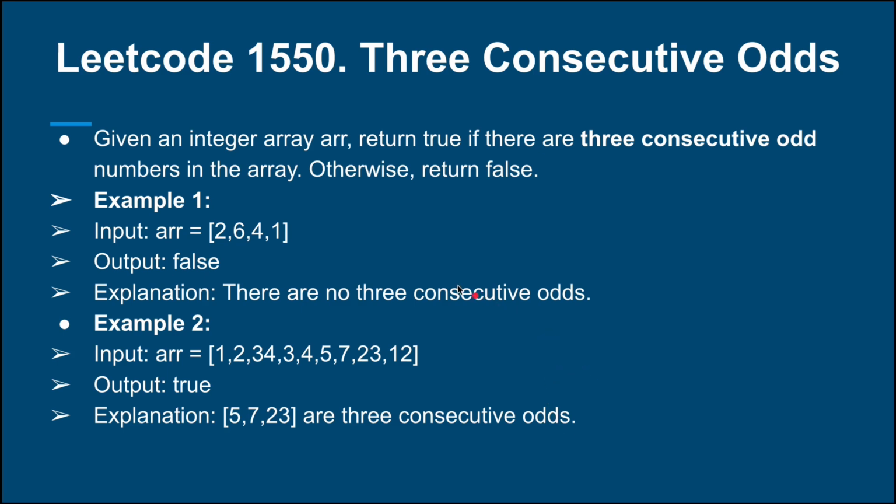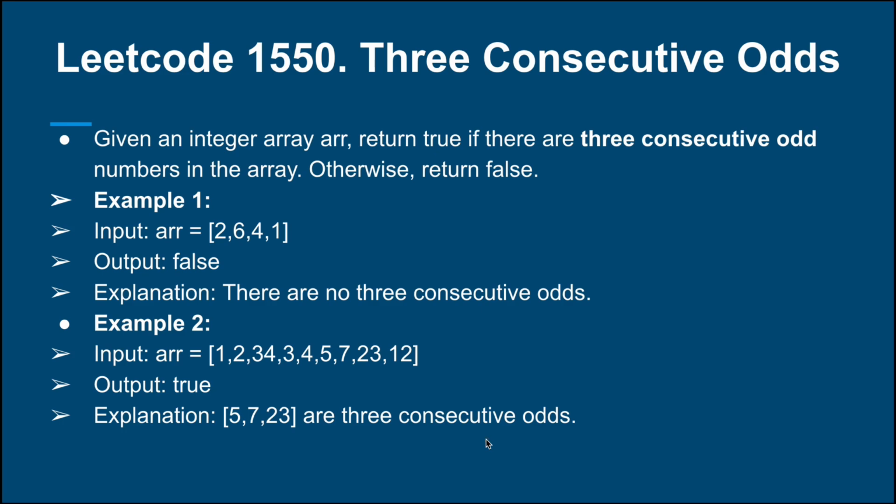Okay, so let's see the example first, where you can see the consecutive array elements are not odd, so it's returning false. If you see example 2, we will observe these elements, out of which 5, 7, 23 are three consecutive numbers that are odd, and so it is returning true, as you can see in the explanation. So pause this video, go through the statement, and understand the problem statement.